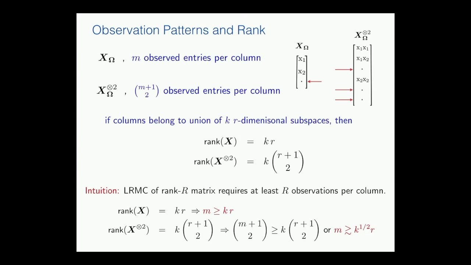It says I have to have a number of samples that's proportional to the rank of this matrix that I'm trying to complete. And it seems like there's some reason to hope that using this quadratic lifting will help us with that problem. It's reducing the effect of k, the number of subspaces involved. Does that make sense to everybody at an intuitive level?